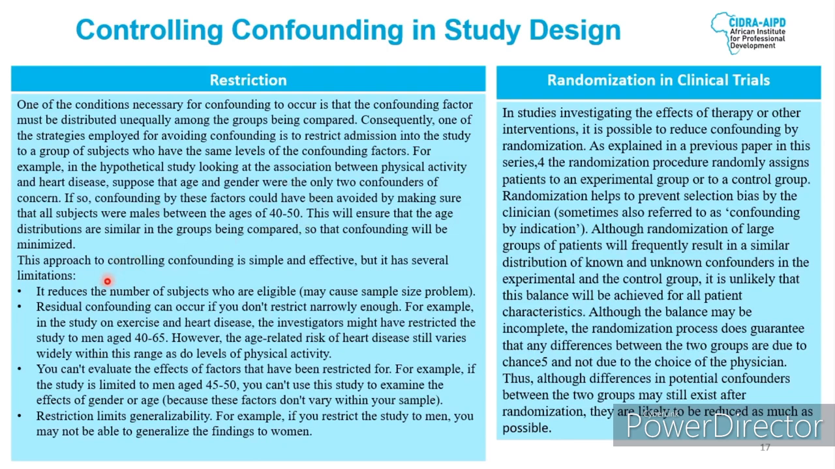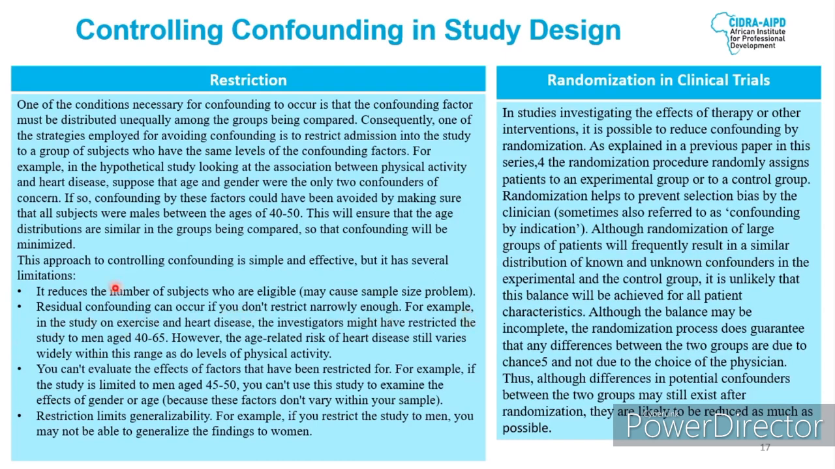So this approach to controlling confounding is simple and effective, but it has several limitations. So let us go through them. The first one is, it reduces the number of subjects who are eligible, which may cause a sample size problem, because yes, females can be eligible, or people of different ages can be eligible, which reduces the sample size. Number two, residual confounding can occur if you don't restrict narrowly enough.